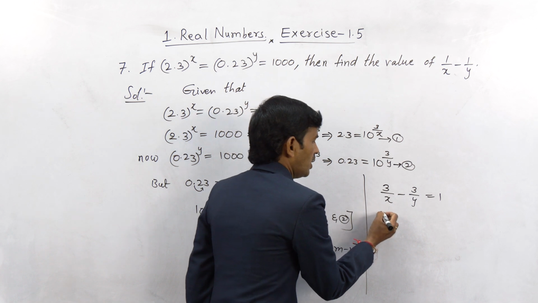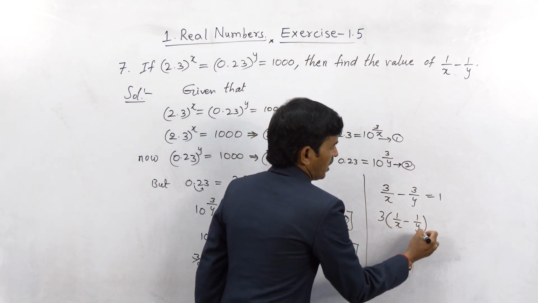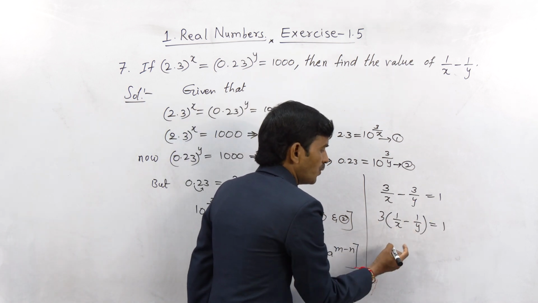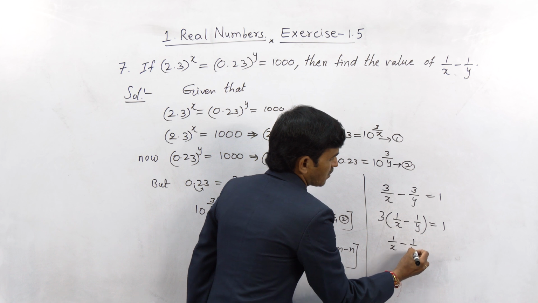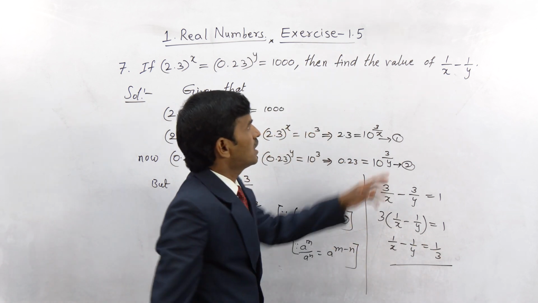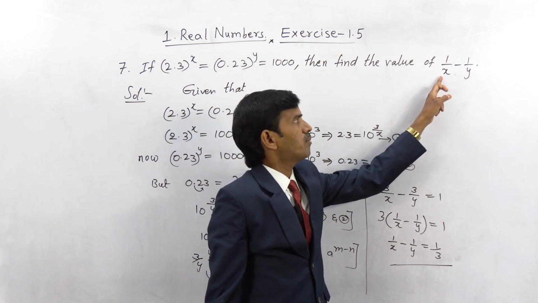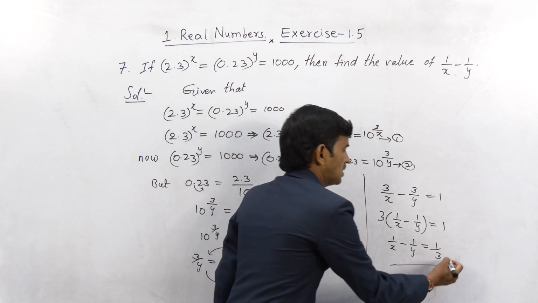Now let us take 3 as common. 1 by x minus 1 by y, which is equal to 1. So the 3, if you transfer towards RHS, 1 by x minus 1 by y is equal to 1 by 3. That is the value of our required question, that is 1 by x minus 1 by y, which is equal to 1 by 3.